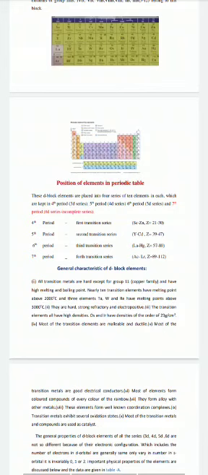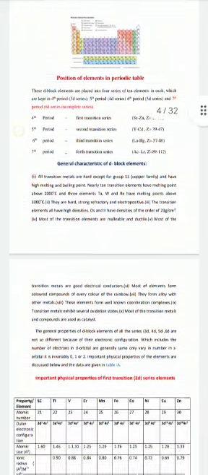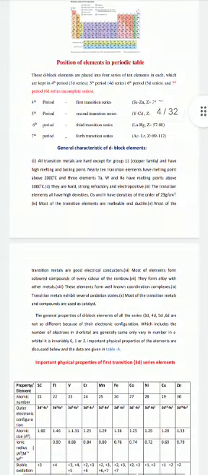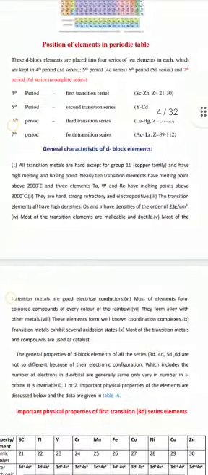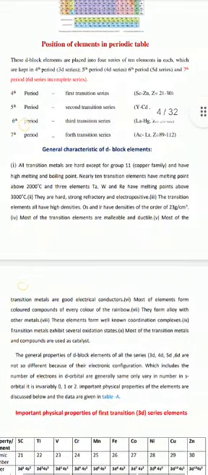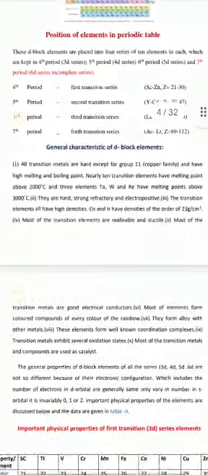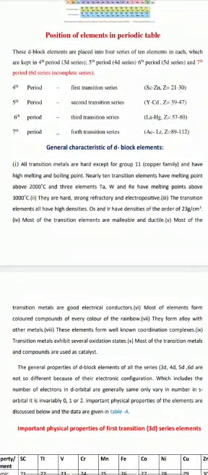General characteristics of d block elements. First, all transition metals are hard except for group 11, the copper family, and have high melting and boiling points. Nearly 10 transition elements have melting points above 2000 degrees Celsius, and 3 elements, Ta, W, and Re, have melting points above 3000 degrees Celsius.